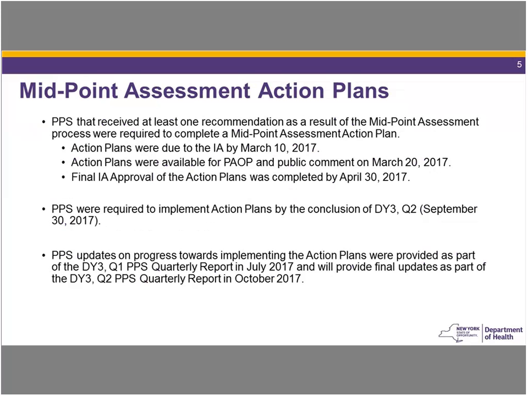PPSs who had recommendations were asked to provide initial midpoint assessment action plans to the IA by March 10th. Those plans were available for PAOP and public commentary through March 20th, and then final approval of the action plans was given to the PPSs by the end of April 2017. The expectation was that all action plans had to be implemented by the end of DY3 Q2, so September 30th of 2017, the quarter that just concluded last month, and that PPSs would be providing specific updates on their progress towards these action plans as part of the DY3 Q1 report, which was submitted in July of this year, and again as part of the DY3 Q2 report, which the IA is expecting to receive from all 25 PPSs by the end of the day tomorrow.